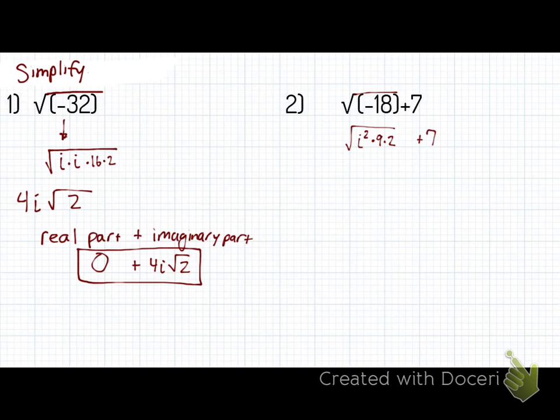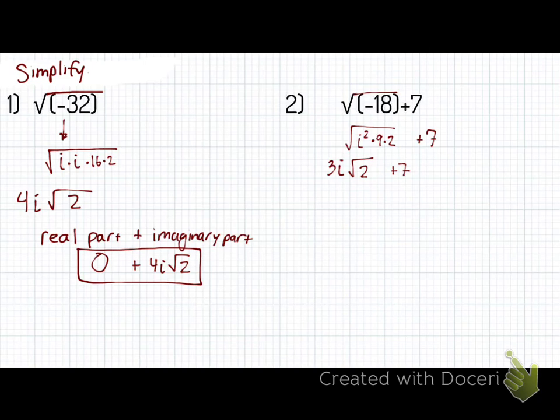And then we have plus 7. This is a real number on the outside, so I'm going to leave that alone. Then I simplify my square root sign. The square root of i squared is i. The square root of 9 is 3. And then we still have 2 left on the inside. Bring down the positive 7. Okay? I can't simplify this anymore.